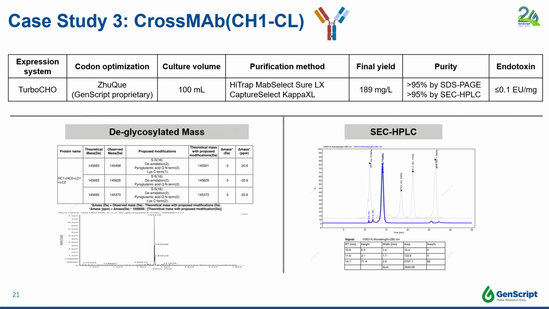And in this case, we also used protein A, followed by KappaXL. As you can see, we were able to generate a very good yield with very high purity. And you can see the deglycosylated mass shows that we obtained the correct product, and the SEC shows it's nice and monodisperse.